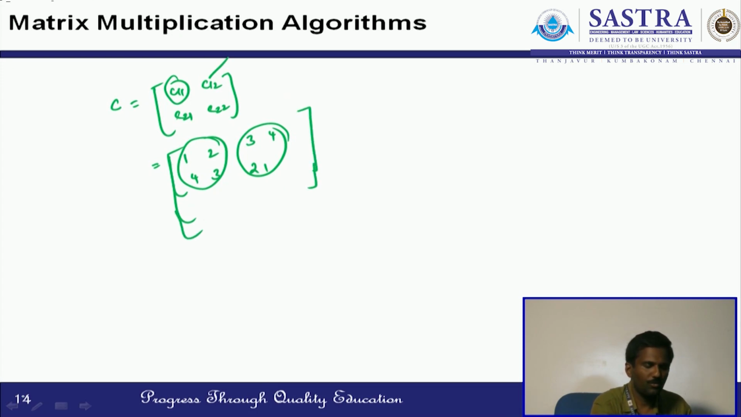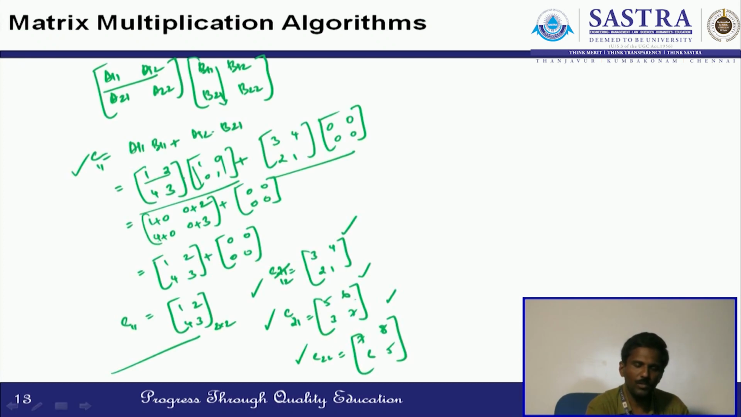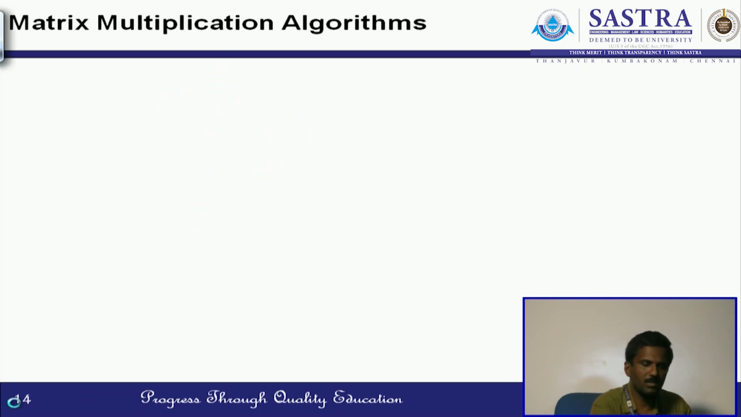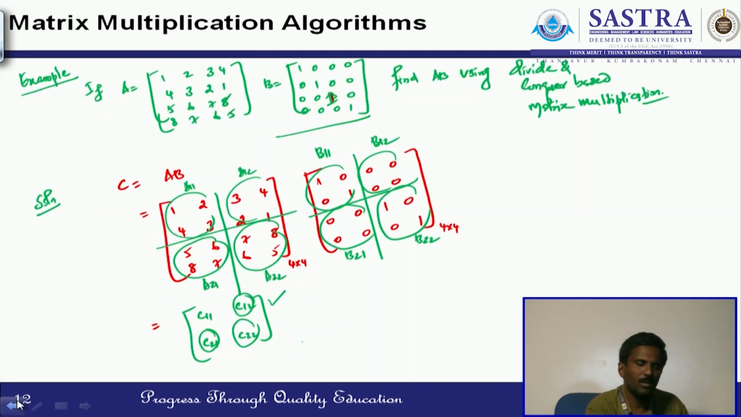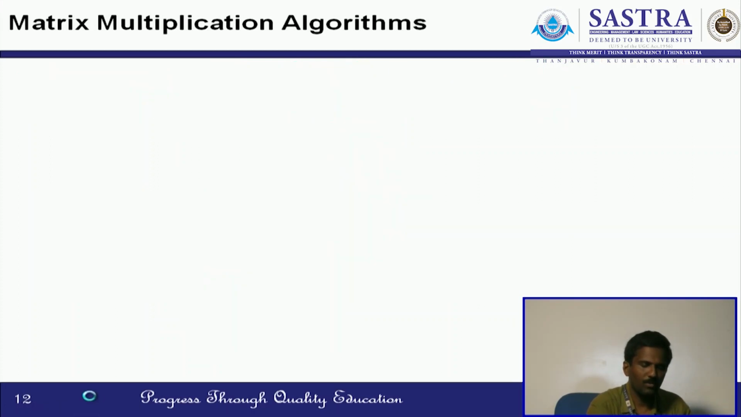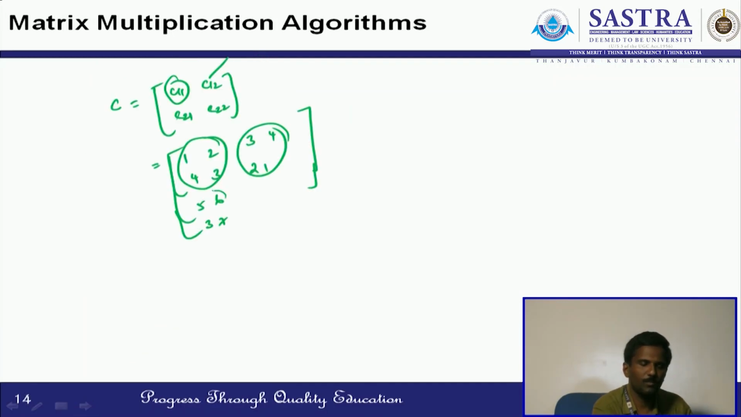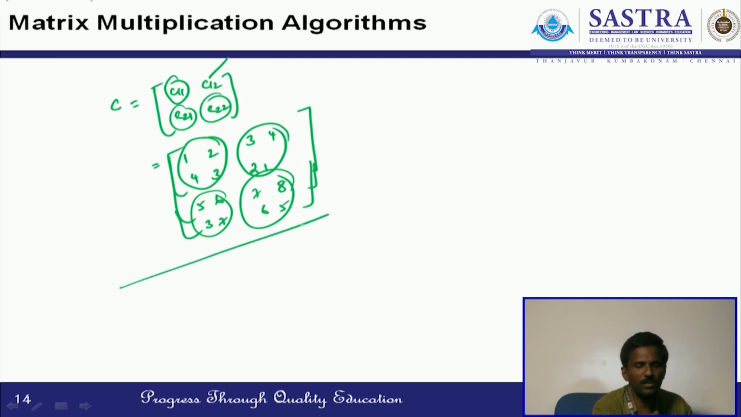Then C21. C21 is 5, 6, 3, 7. Then C22. C22 is 7, 8, 6, 5. Now this is the resultant matrix C, which takes an order 4 by 4.